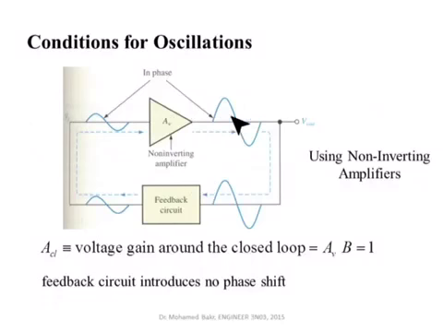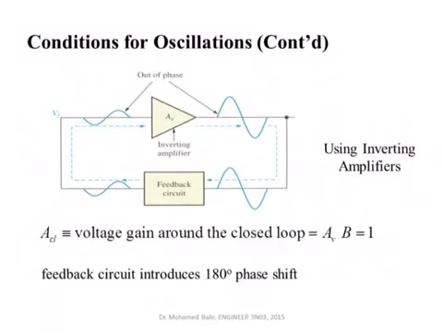We call the product of AV and B the closed loop gain, and this should have a value of 1. In other words, the input creates the output, which is an amplified version of the input, and then the feedback signal will recreate exactly the input again. This is the condition for creating oscillations. The scheme shown here is using a non-inverting amplifier, so the output is in phase with the input and the feedback signal is in phase with the output signal. So in that case AV is a positive number and B is also positive. We don't need any phase shift here in this case.